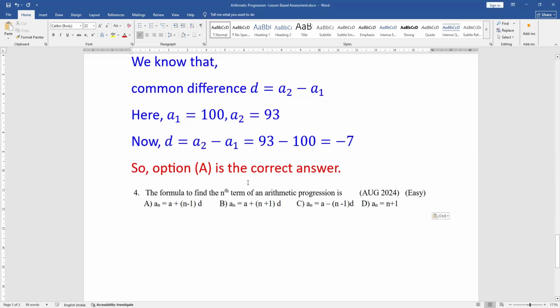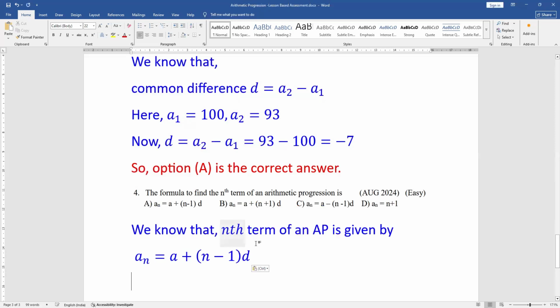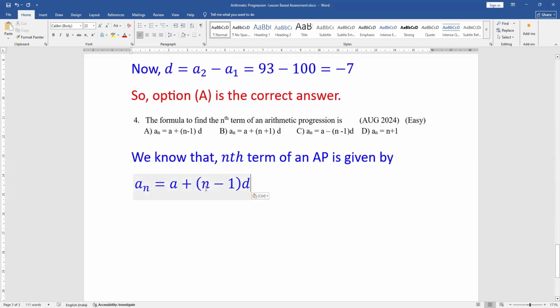The formula to find the nth term of an arithmetic progression is. This was asked in August 2024. So which is the correct answer? We know that the nth term of an AP is given by an is equal to a plus n minus 1 times d. This is the correct answer, which is our first option, option A. So option A is the correct answer.